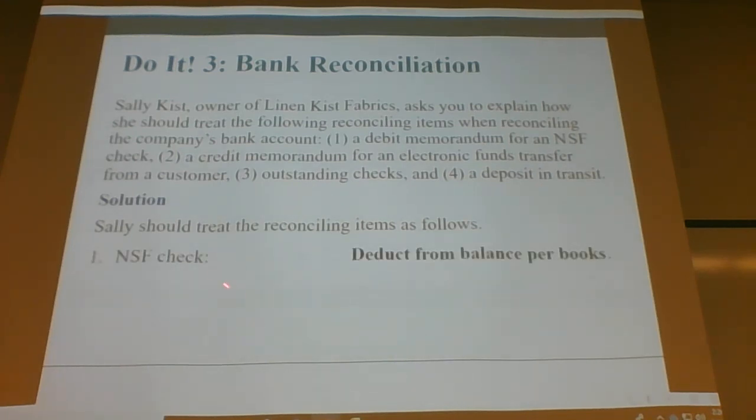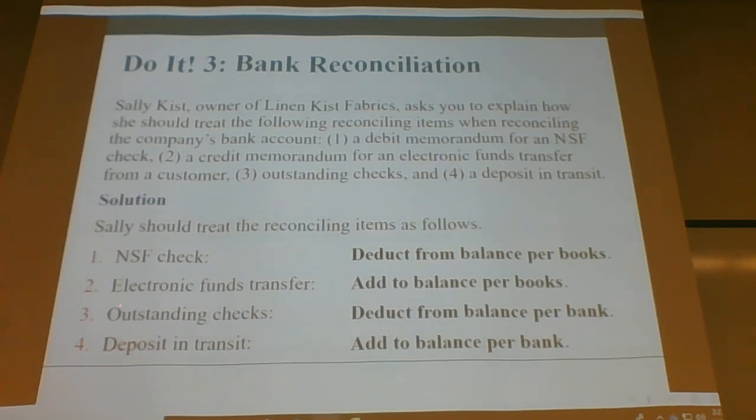Okay, so the NSF check is going to be deducted from the balance per books. We put it in, the check did not clear, so now we have to take it out. The electronic funds transfer is going to be added to the books. We might have known that we were going to be getting some electronic funds transfers, but we don't know exactly when we're going to get them, how much they're going to be for on a given day, and so forth. So until those funds hit, we can't put them onto our books.